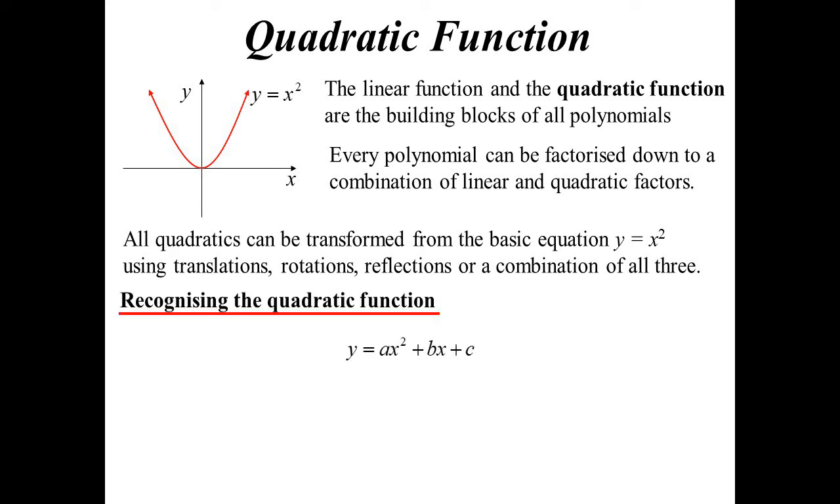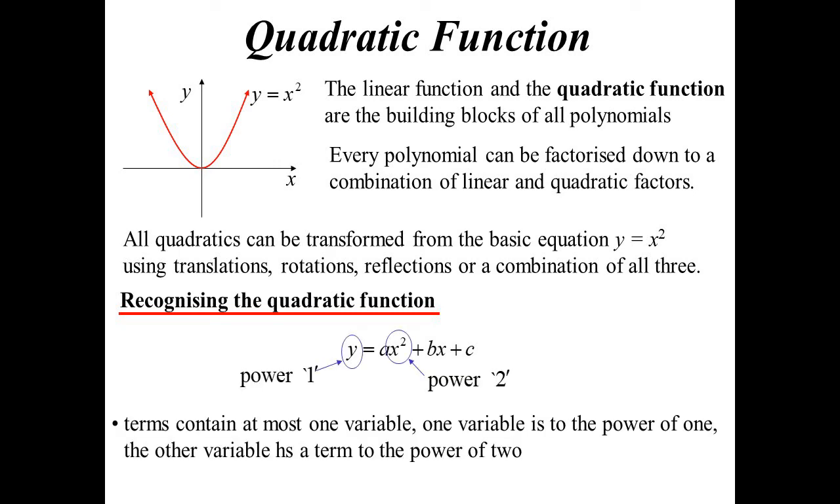How do you recognise a quadratic? Well, there's our general form, ax squared plus bx plus c. And we notice, oh look, the x is to the power of 1, and then the highest power is 2. Now, normally we say it's y is x squared, but it doesn't have to be, of course. You could have a parabola on its side, the other way around.